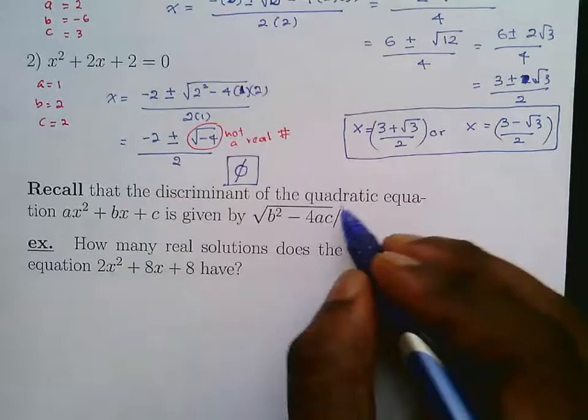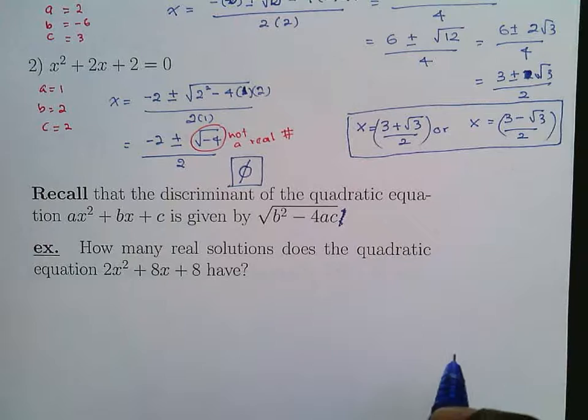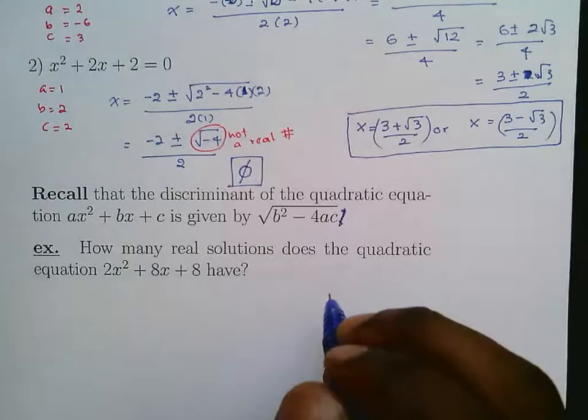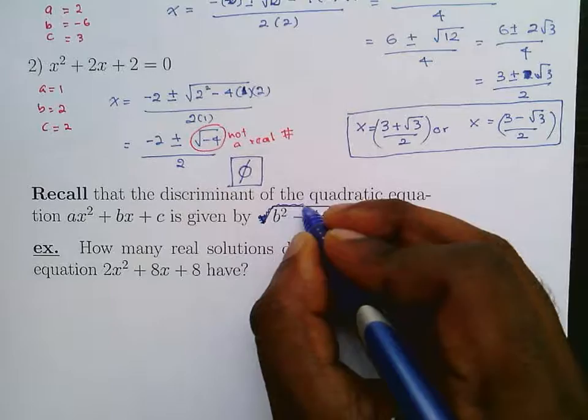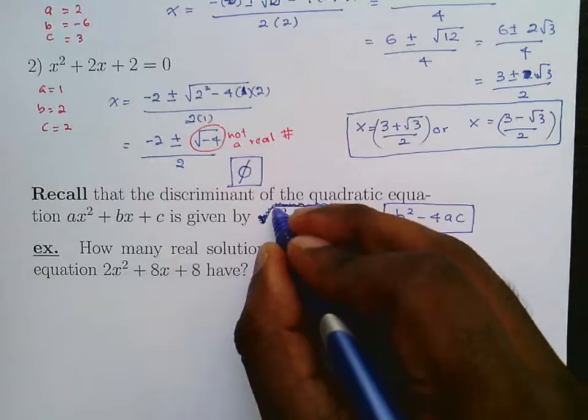Okay, so recall that the discriminant is the quantity given by b squared minus 4ac. Actually there's a small mistake here. As you might have noticed, the discriminant is given by b squared minus 4ac, without the square root. So make that correction in your notes. It's a typo in the lecture notes.